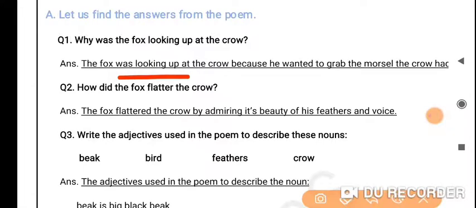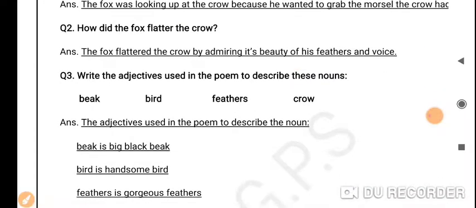The next question is, how did the fox flatter the crow? If you remember the poem, the fox flattered the crow by admiring the beauty of his feathers and his voice. So the fox flattered the crow by admiring the beauty of his feathers and his voice.